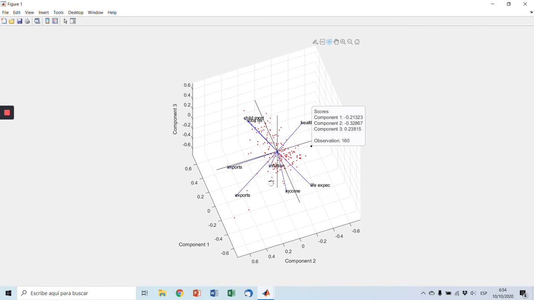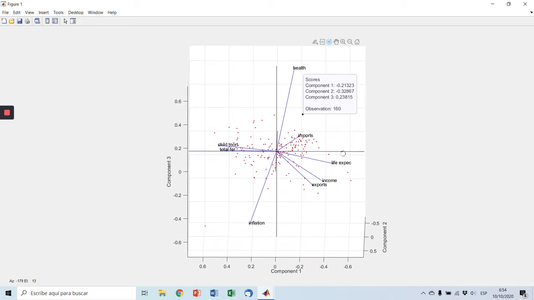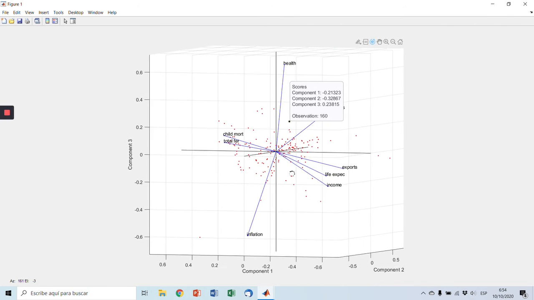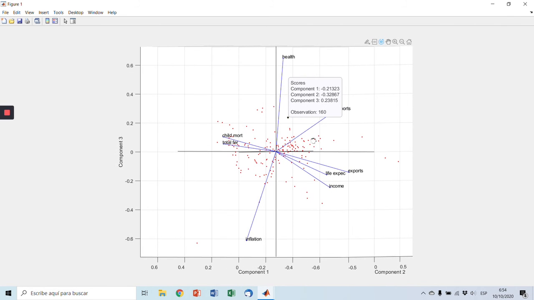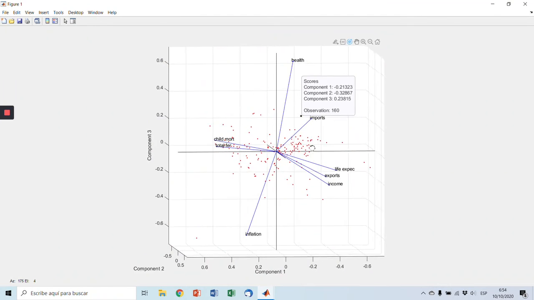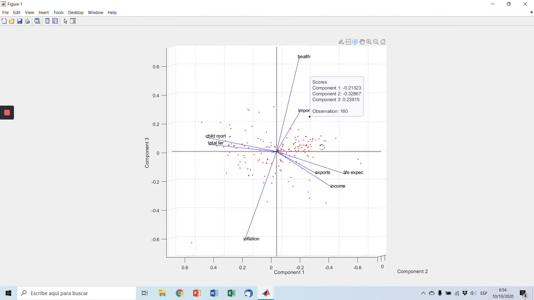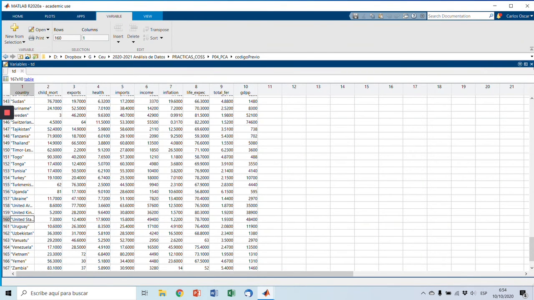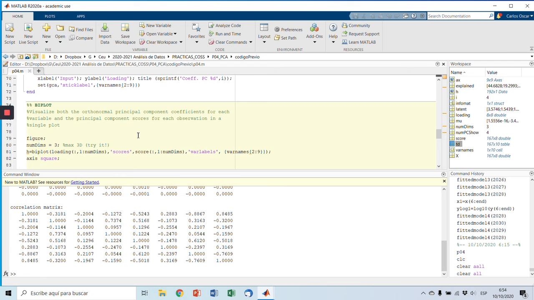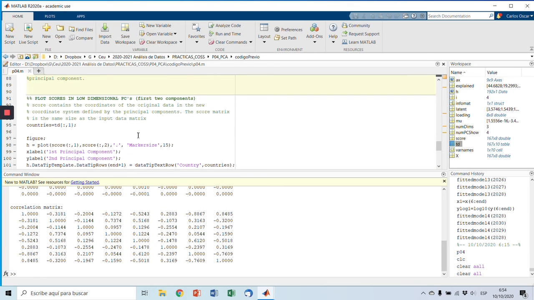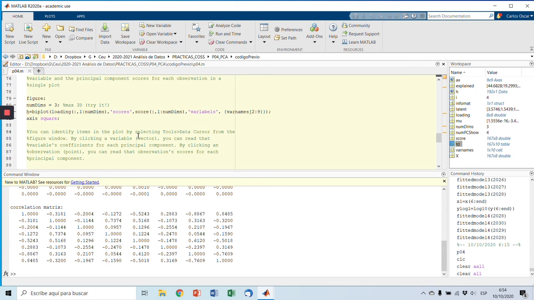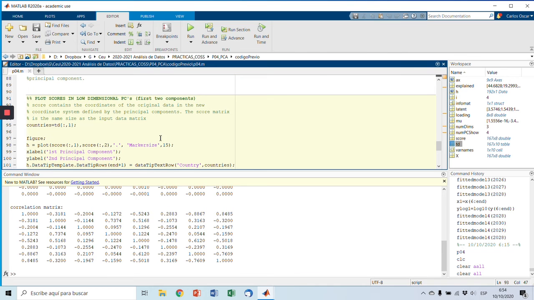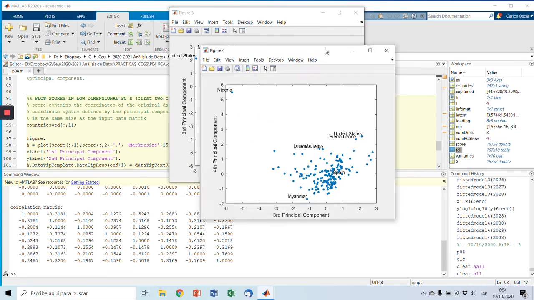And then in terms of income, you see that it is above the average, so it goes in this direction. Okay, so now instead of making three-dimensional plots, let's do two-dimensional plots. So in these two-dimensional plots, we can also identify the countries.